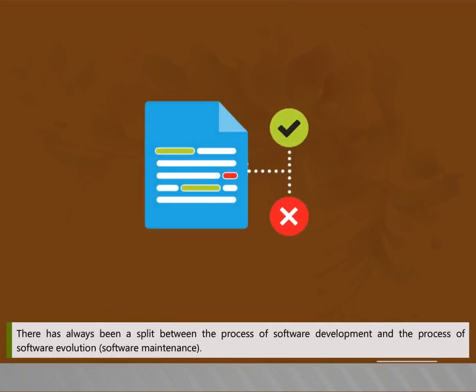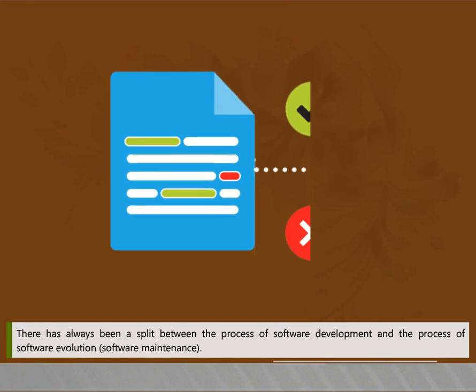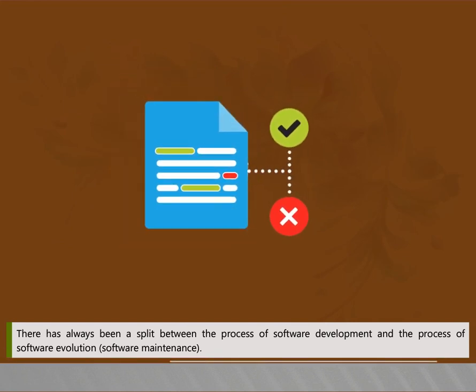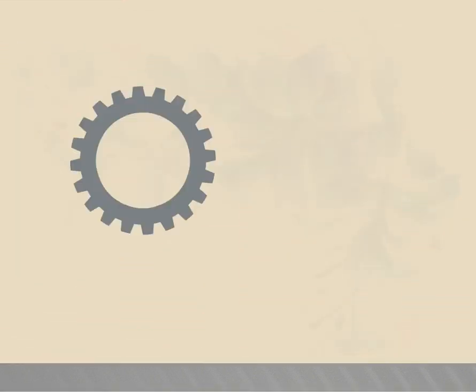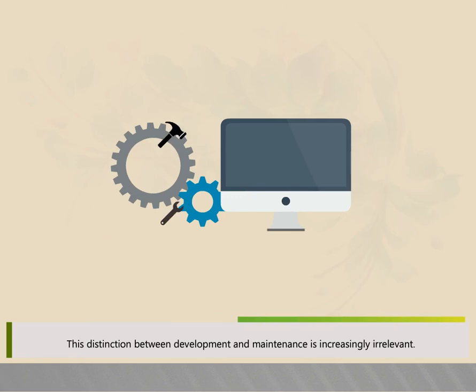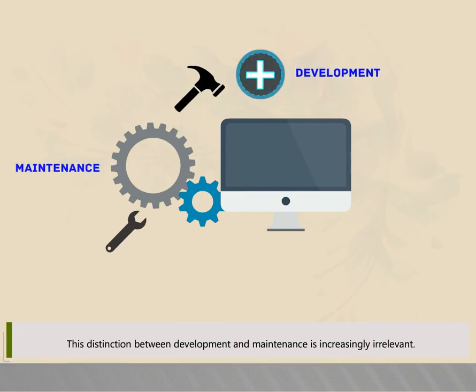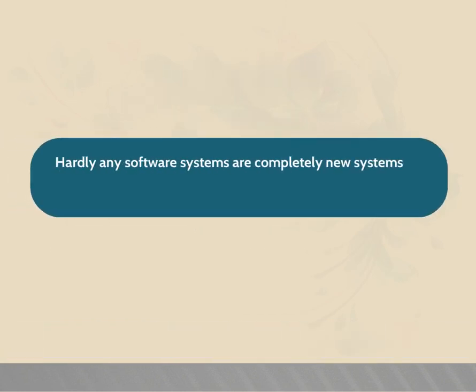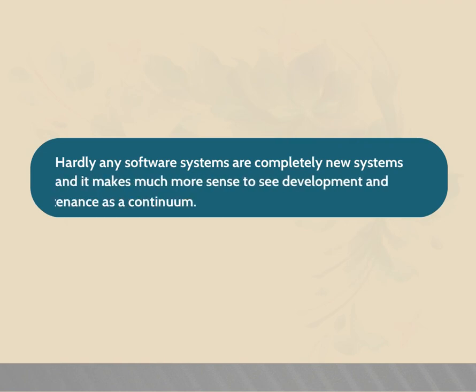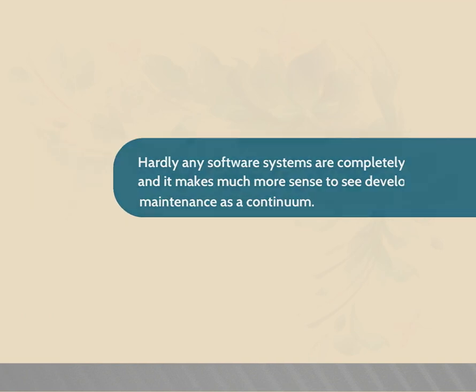There has always been a split between the process of software development and the process of software evolution, that is, software maintenance. This distinction between development and maintenance is increasingly irrelevant. Hardly any software systems are completely new systems, and it makes much more sense to see development and maintenance as a continuum.